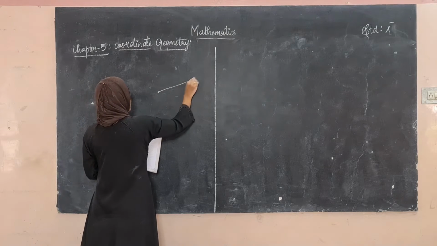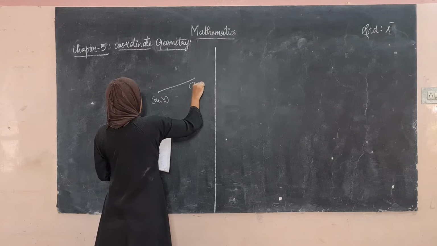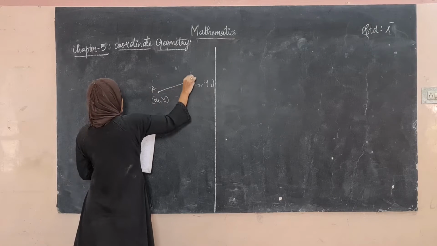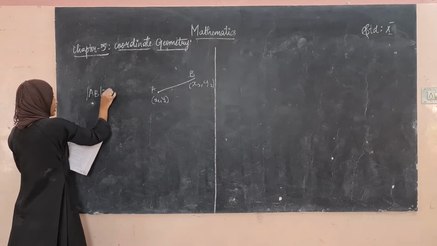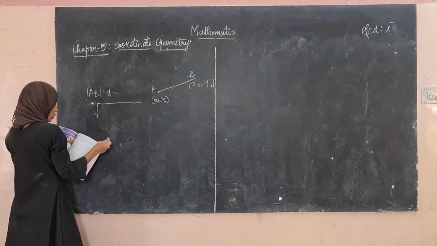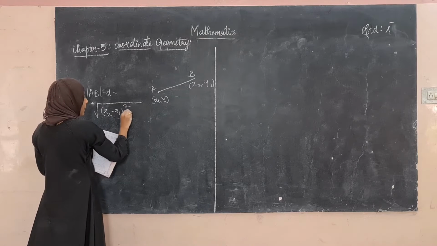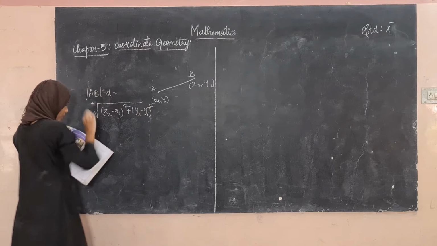If these are 2 points, x1 comma y1 and x2 comma y2, how can we find the distance between these 2 points? This is A and this is B. It can be found using the formula: AB, that is the distance, is equal to the square root of x2 minus x1 the whole square plus y2 minus y1 the whole square. Okay, you can find this.